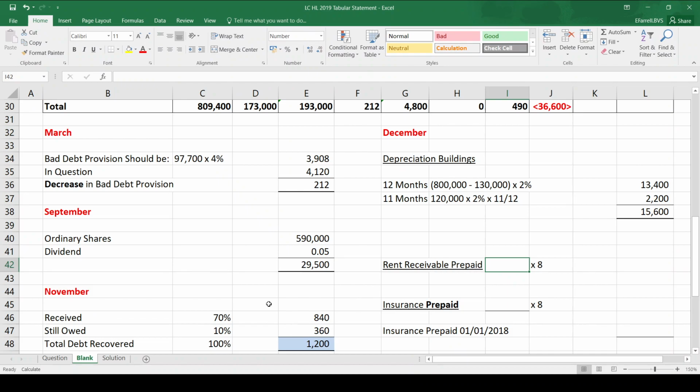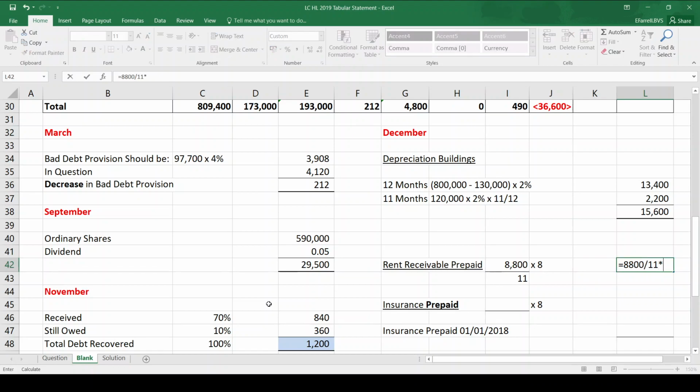So to work out my rent receivable prepaid, it's 8,800 divided by 11 because it was for 11 months and 8 of those were for this year. So if I work that out, it's 8,800 divided by 11 multiplied by 8. That works out to be 6,400.